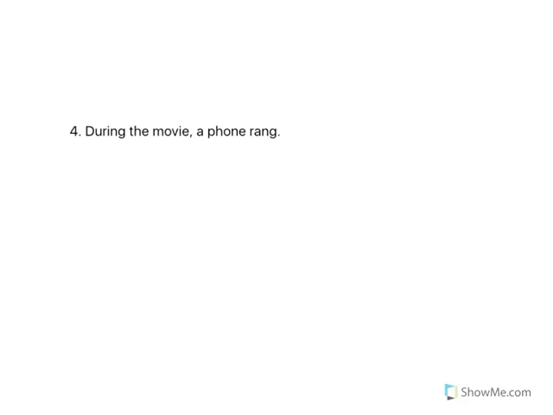Sentence 4 says, "During the movie, a phone rang." So what action is being performed in this sentence? Something is ringing. So the verb is going to be rang. Now you ask, what rang? Phone rang. Phone is the subject noun of the sentence. The sentence purpose is to, you guessed it, declare something, make a statement. So it's a declarative sentence.